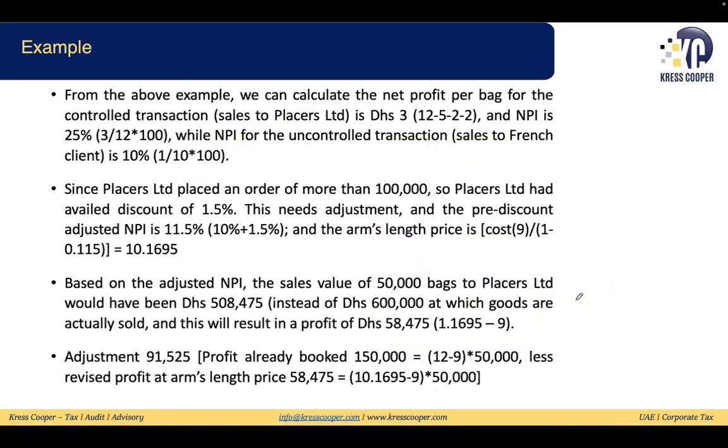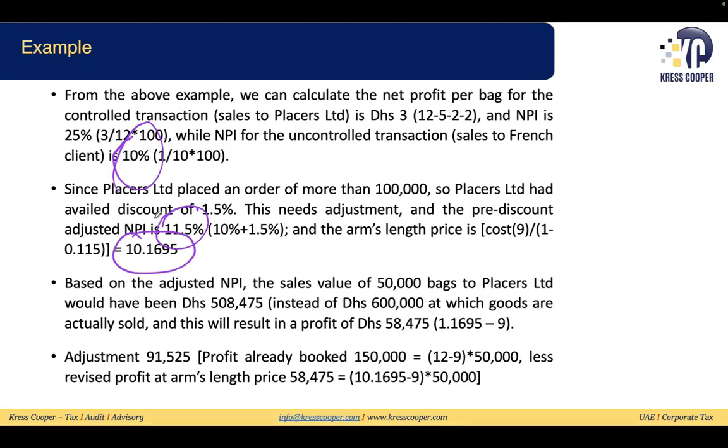NPA of the uncontrolled transaction is 11.5. For the controlled transaction is 25%. From the above example, we can calculate the net profit per bag for the controlled transaction is 3 and NPA is 25%. As we discussed, the NPA for the uncontrolled transaction is sales to friends at 10%, with 1.5% discount. This 10, as I discussed, is a discounted price. So 10 plus 1.5%, total NPA is 11.5. This 11.5, what should be the arm's length price? We have two NPAs. The arm's length price, basically cost divided by the fair value NPA, is 10.169.